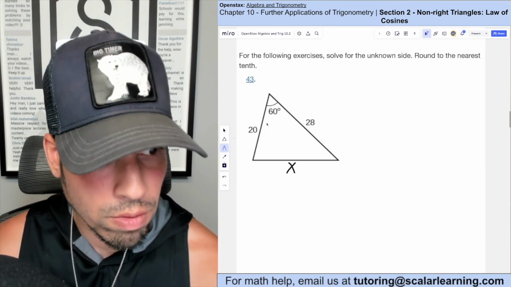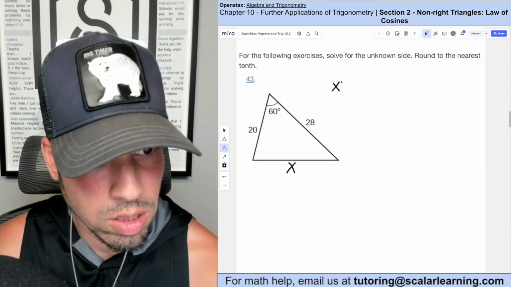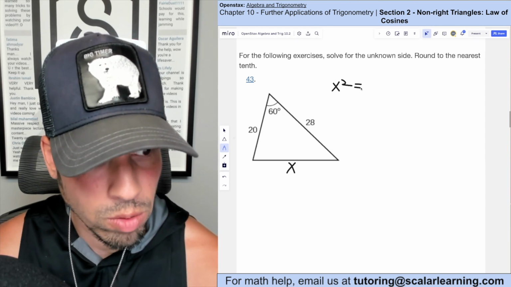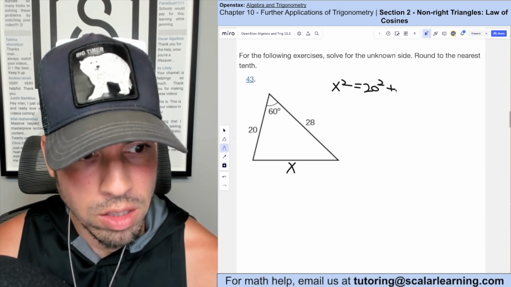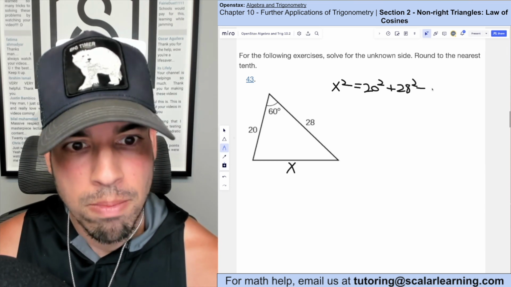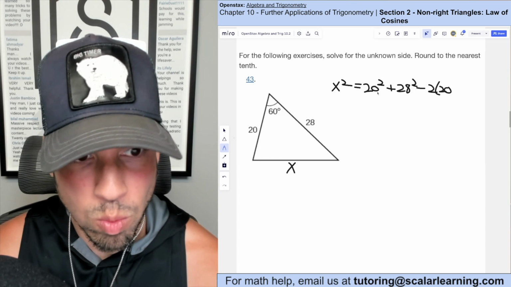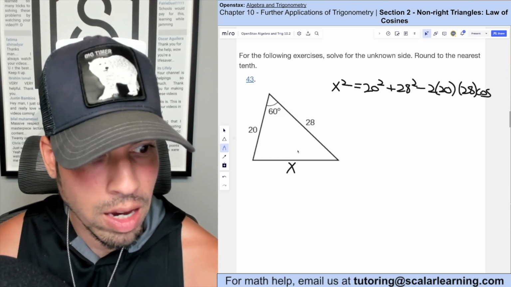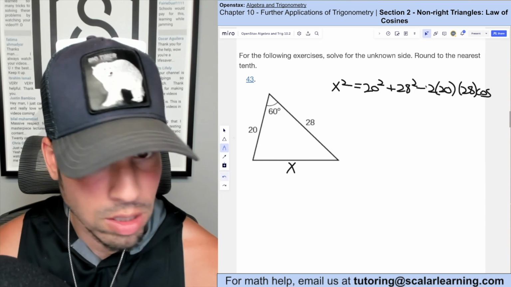So for this one, we got to solve for this unknown side, and we're going to do so using the law of cosine. So again, the unknown side, since it's opposite the known angle, is going to be x squared, we're starting with that, equal the other two sides squared in no particular order, minus 2 times the one known side times the other known side times cosine of the angle opposite this, which is 60.